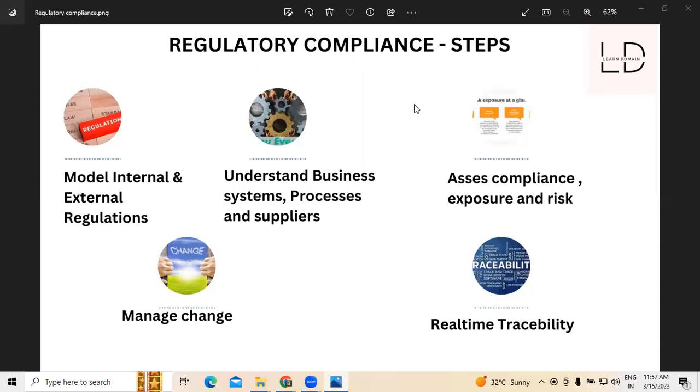So these are the five different regulatory compliance steps which anyone has to understand as far as regulatory compliance and risk itself is concerned.